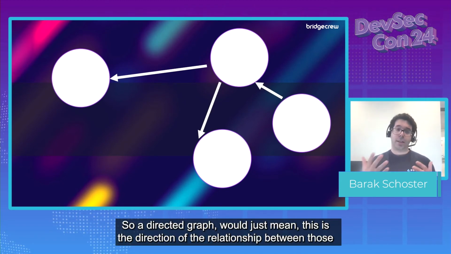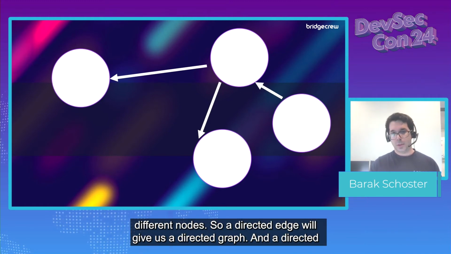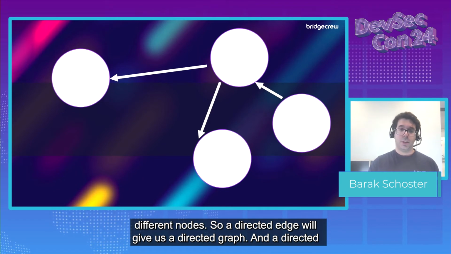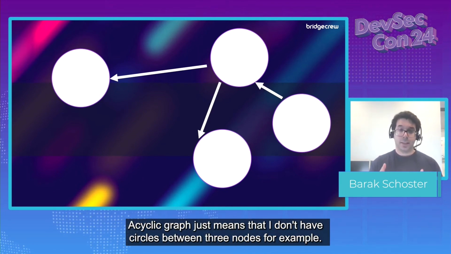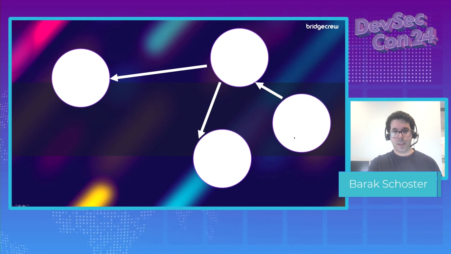So a directed graph would just mean this is the direction of the relationship between those different nodes. So a directed edge will give us a directed graph. And a directed acyclic graph just means that I don't have circles between 3 nodes, for example.